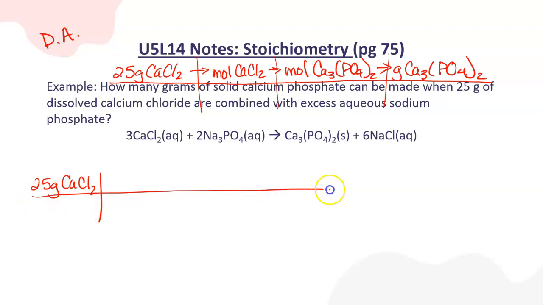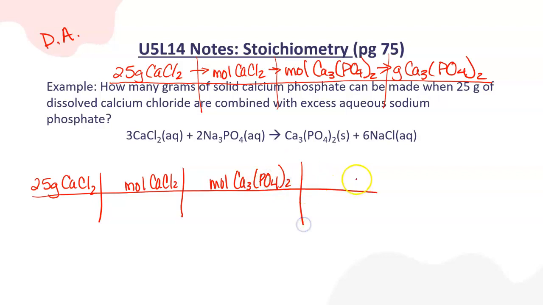Dimensional analysis is great when it's only asking you for one thing. We don't see any other problems after this that ask us for sodium phosphate or sodium chloride, so we don't have to worry about it. So this is helpful for that. Looking at our map, we first go to moles of calcium chloride, then to moles of calcium phosphate. Then we can go to grams of calcium phosphate.